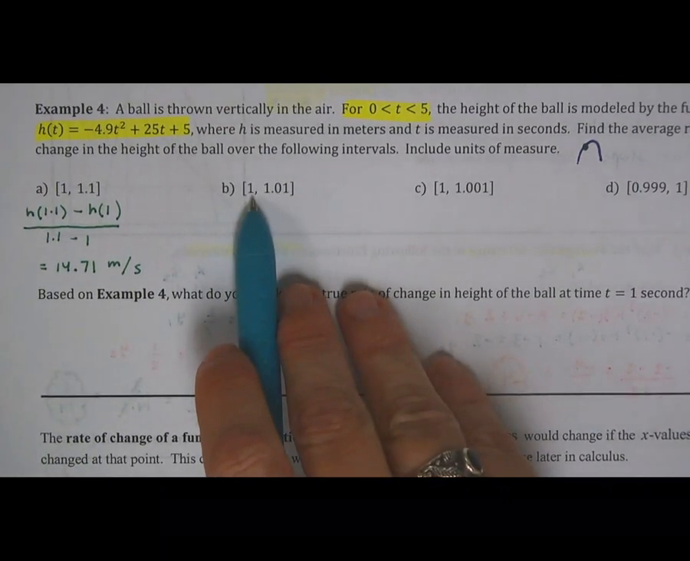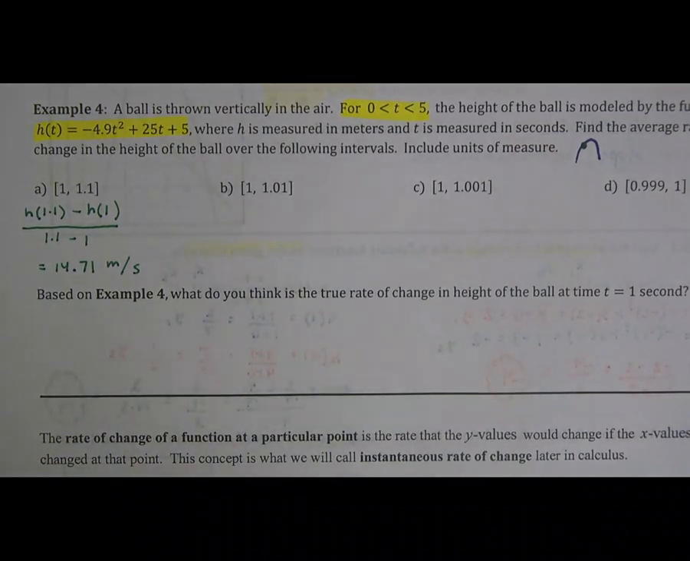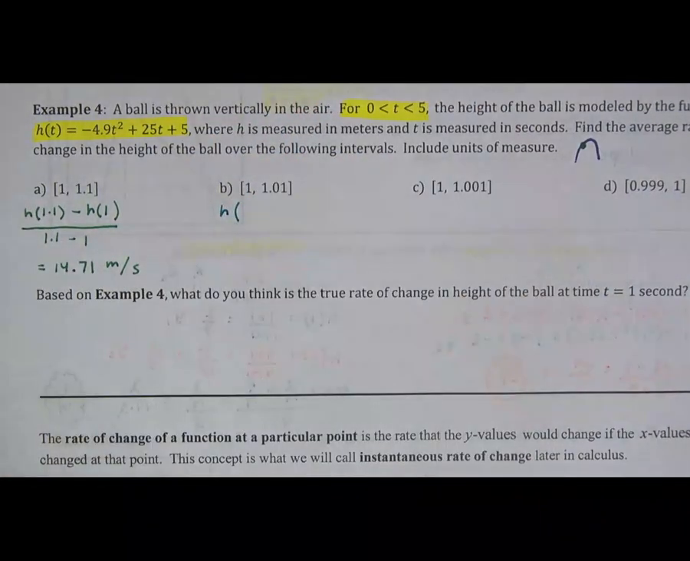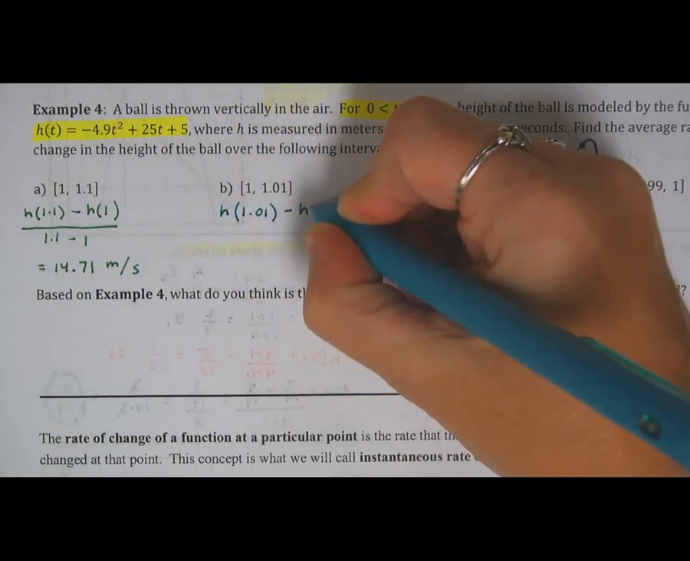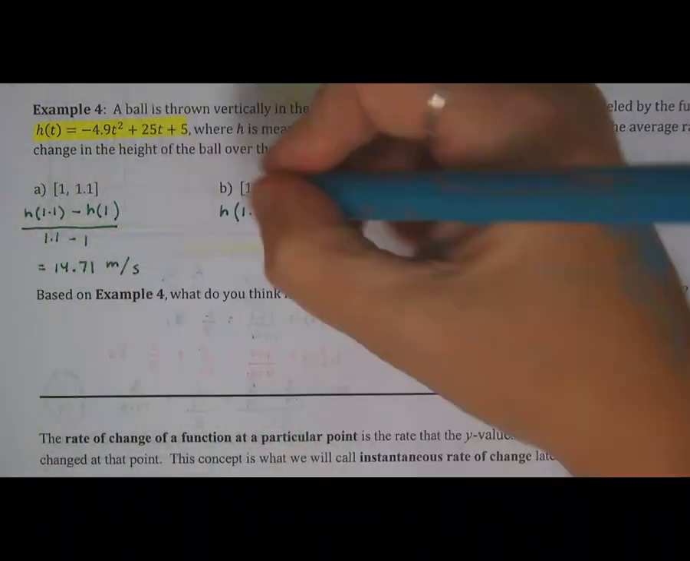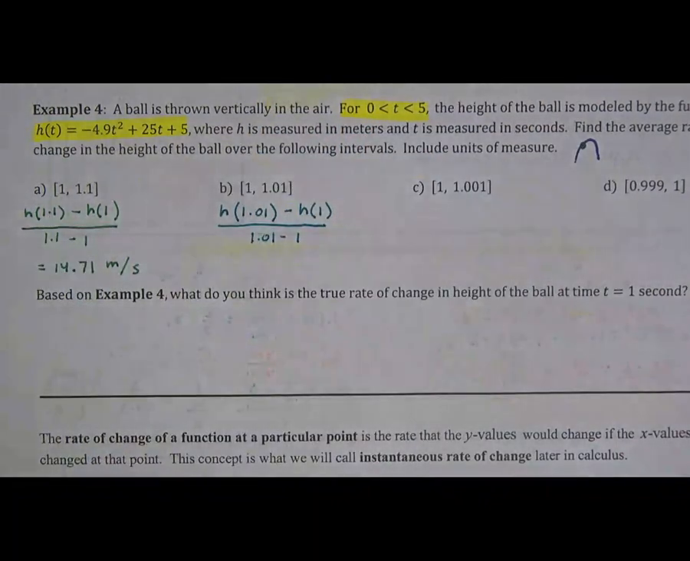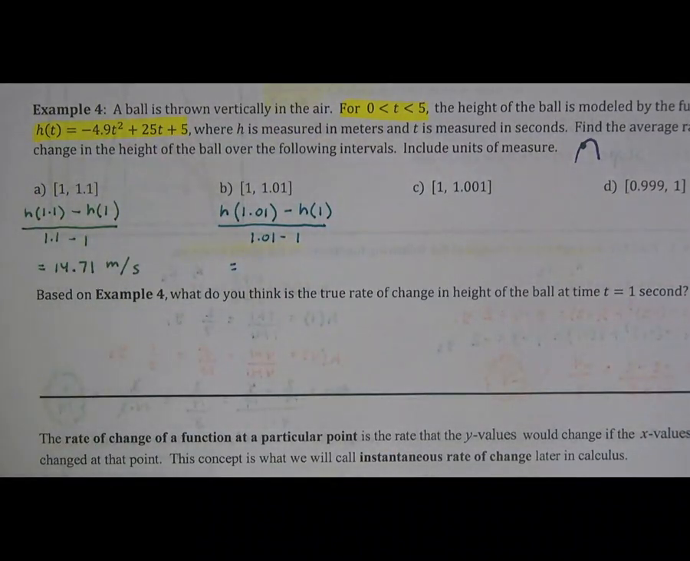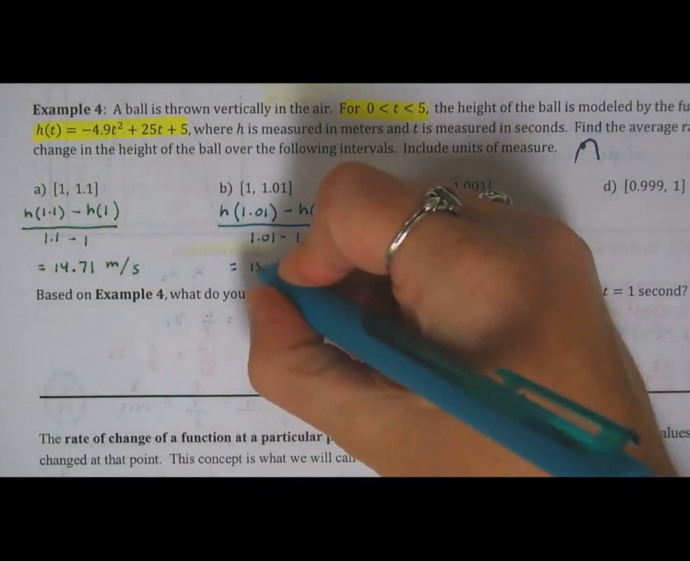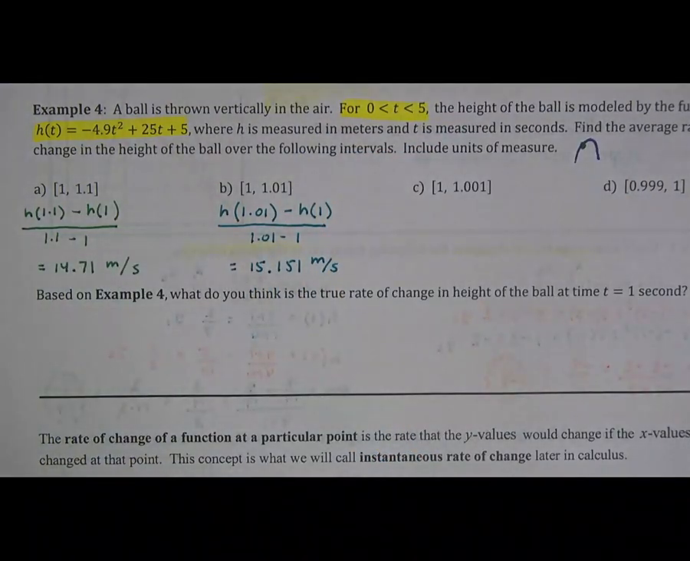So now it's just a 1/100th of a second difference. Let's see what the average rate of change is in 1/100th of a second. Again, the process would be to grab your calculator and figure out what h of 1.01 is minus what h of 1 is. That's your change in y's over 1.01 minus 1. You crunch all those numbers, and it's a little bit different of an answer: 15.151 meters per second. So the slope is steeper.